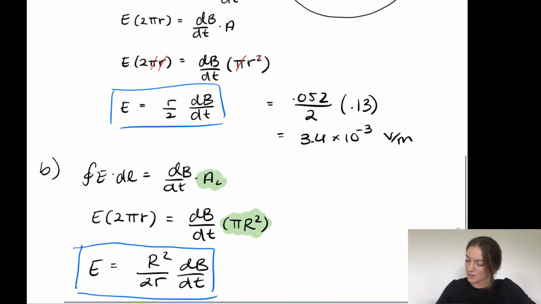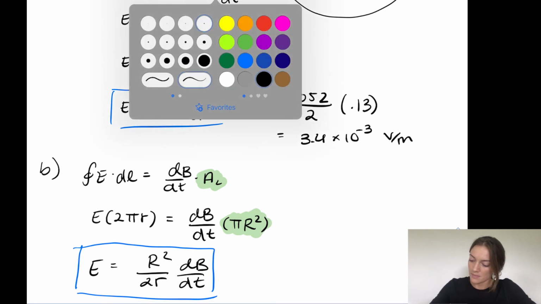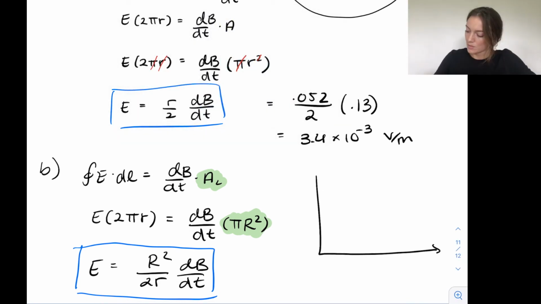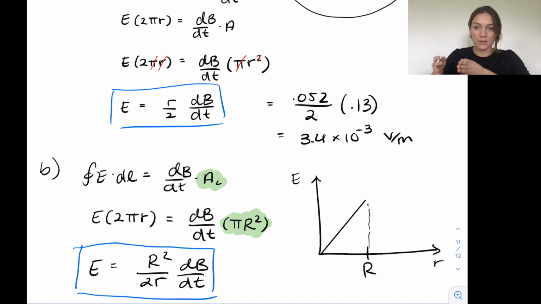So if we were to plot this, the electric field versus radius, we would see our electric field increases linearly with r while we're inside that changing magnetic field. So it would increase like that. And then when it gets to that outer radius capital R, now it decreases as 1 over r. So then it would decrease sort of like this, where this side is proportional to 1 over r, and this side is proportional to r.